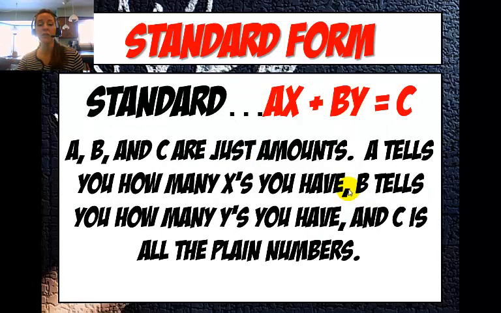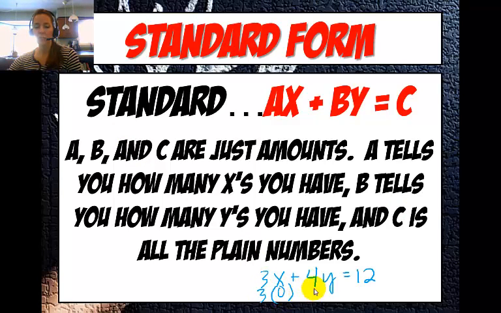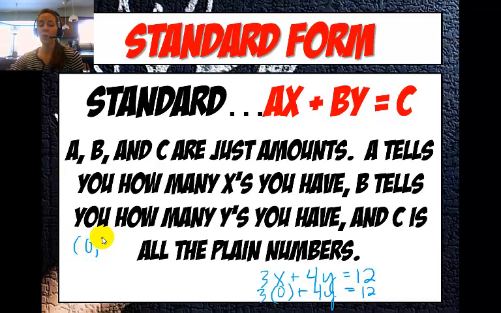Okay, so standard form, again, remember it's your number of x's plus your number of y's equals a plain old number. So you could have something like 3x plus 4y equals 12. Remember, number of x's, number of y's, plain number right there. If you wanted to quickly find your intercepts, all that means is finding where your line, where your picture of your answers, is intercepting with your x-axis and your y-axis. So if I plugged in 0 for x, 3 times 0 is 0, that's so easy, right? Plus 4 times a number equals 12. Oh, well, y has to be 3. So when x was 0, y was 3.